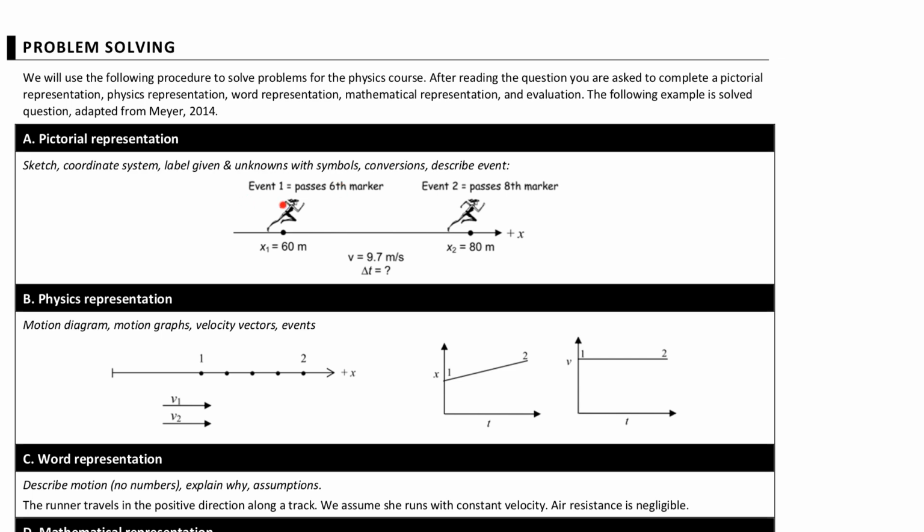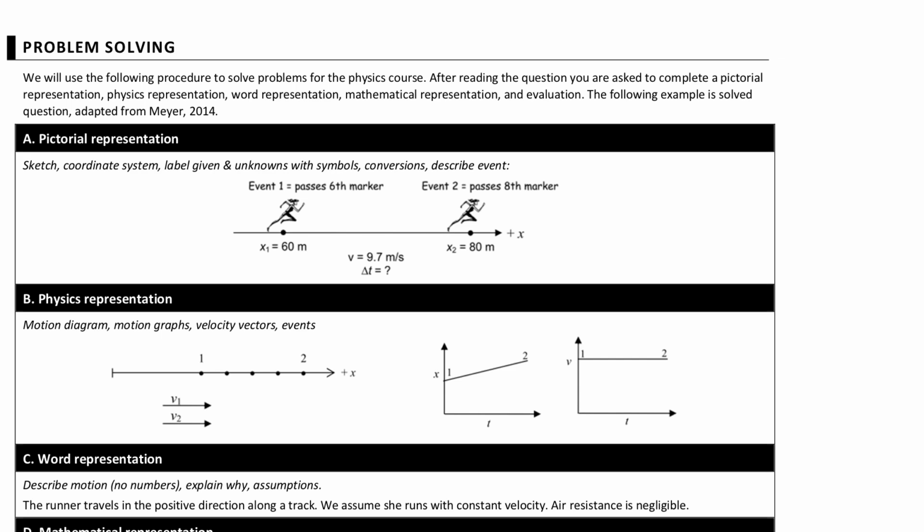In this example, we can see that we have a runner. It says that at event 1, the runner is passing the 6th marker, and at event 2, they're passing the 8th marker. We know that position 1 is 60 meters in the positive x direction, and position 2 is 80 meters in the positive x direction. And we can see that it says the velocity is 9.7 meters per second. This kind of implies that there is no change in velocity, and velocity throughout the whole interval is constant. And in this case, what we're trying to figure out is the change in time.